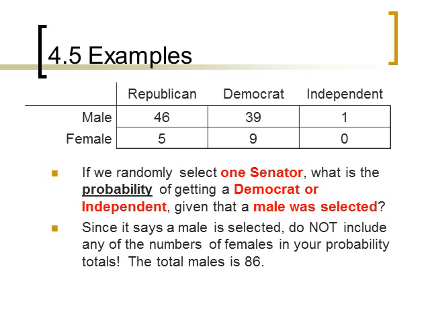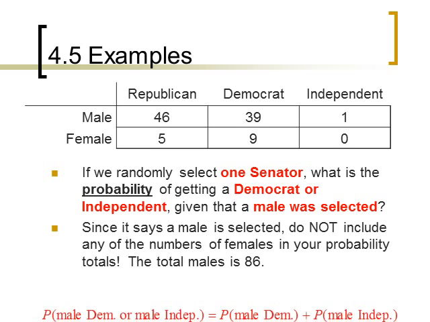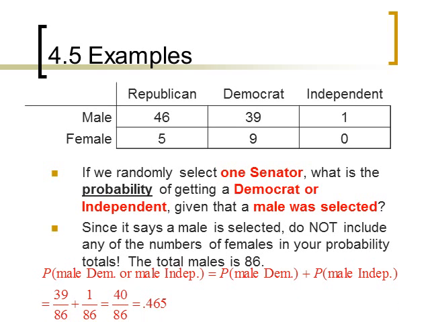So what's the total males? Well, if we add the 46, 39, and 1, we get 86 total males. Now let's go back to the sentence that says we're trying to find the probability of getting a Democrat or Independent. Now when we do this, you have to also only look at the numbers of males for Democrats and the numbers of males for Independents. So you have to completely cross out the female row for this entire problem.